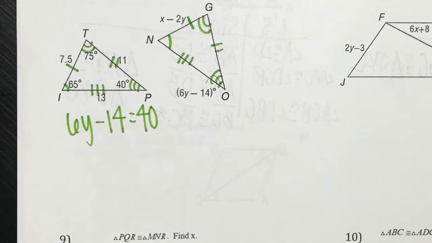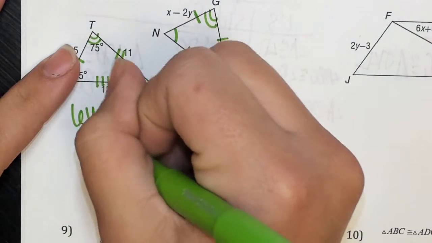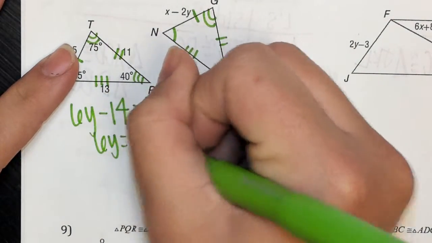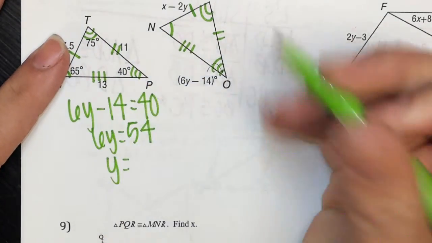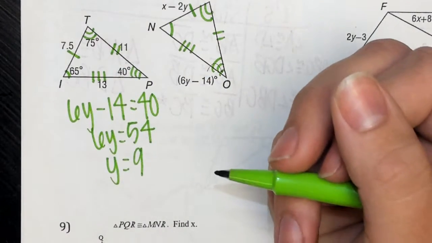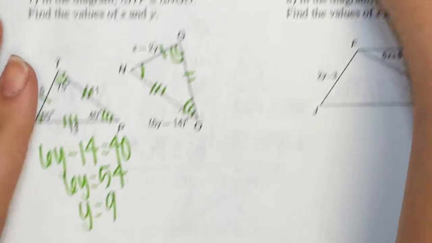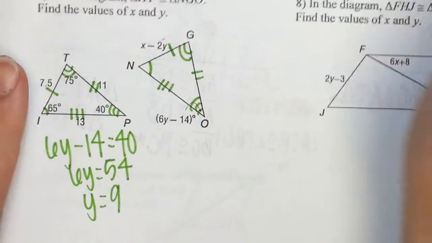Solve for y. You add 14, which gives you 54. And then 54 divided by 6 is 9, so y equals 9. Okay, so now we have y. So we can use segment NG and plug in 9 to solve for x.